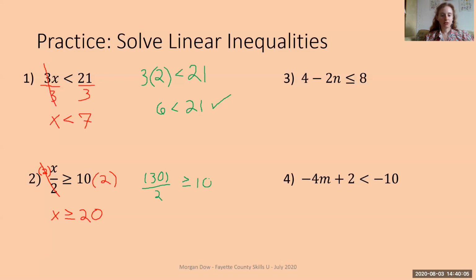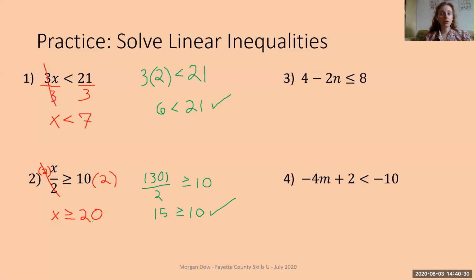Now let's see if that checks out. So 30 divided by 2, that's 15. So we end up with 15 is greater than or equal to 10. And yes, that is true. It's greater than 10, right? So that works out. That indicates to us that our solution was correct. It's giving us a range of numbers for x that makes sense.